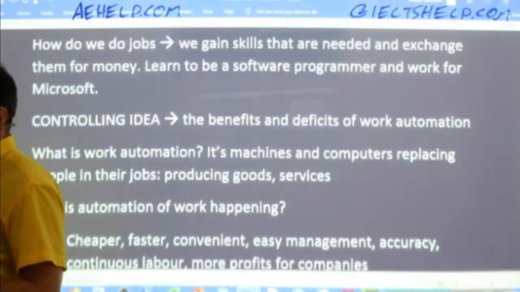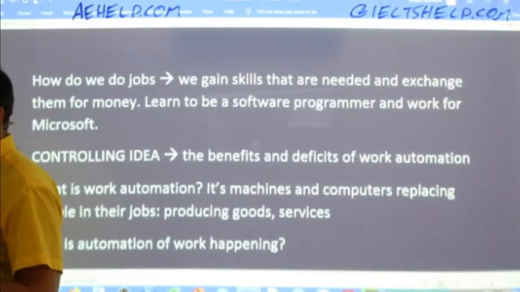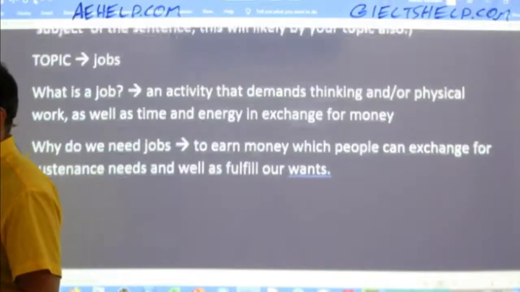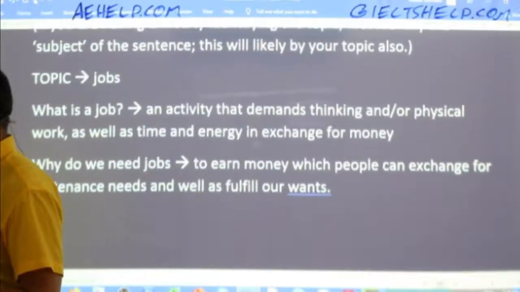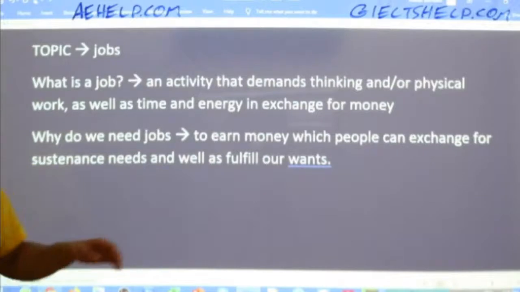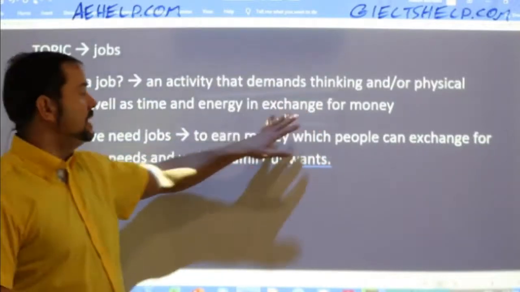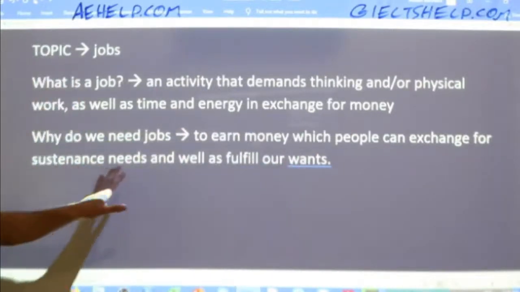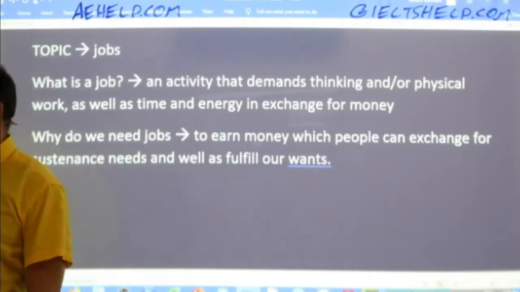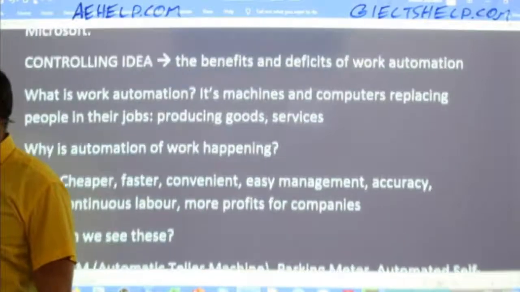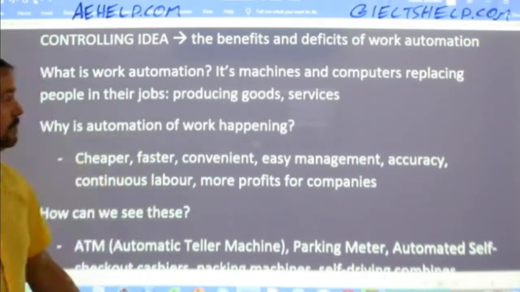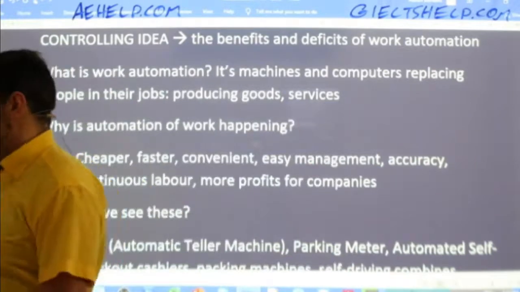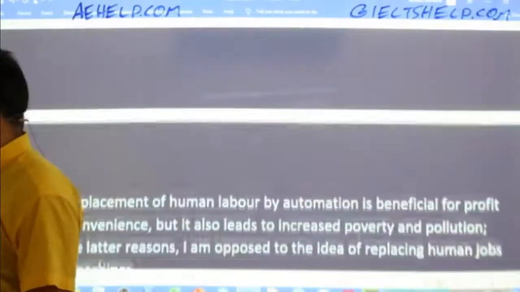And again, when you get really quick and good at this, then you'll have this mentally prepared and stored. So all that you need to do is just write it. I'll show you where it comes from. Okay, so here, definitions. What is a job? It's an activity that demands thinking, energy, time in exchange for money. Why? So people can have their sustenance needs fulfilled. So that's the definition. And the other part of it, the definition is computers are replacing people in the production and service industries. So that's what we're going to use for the background.